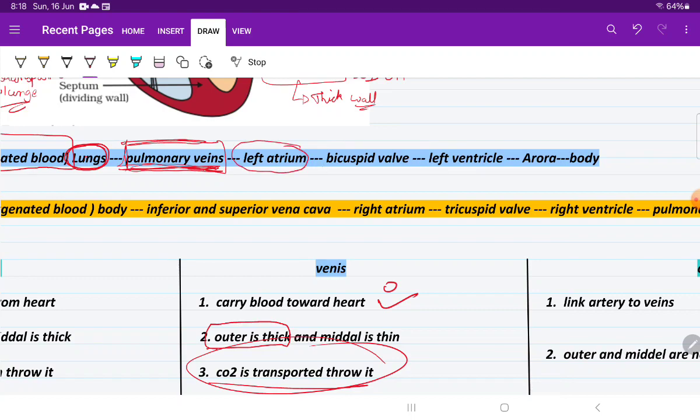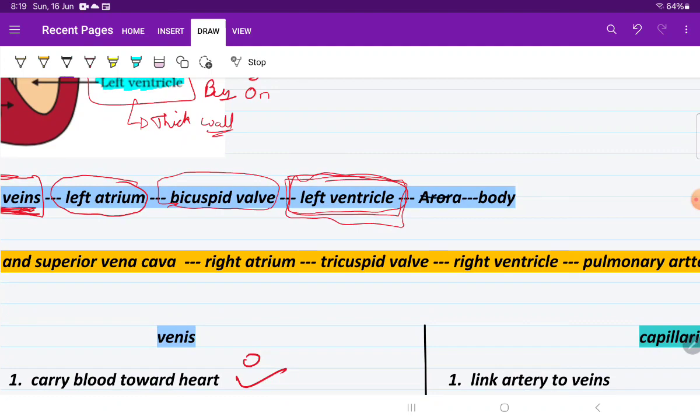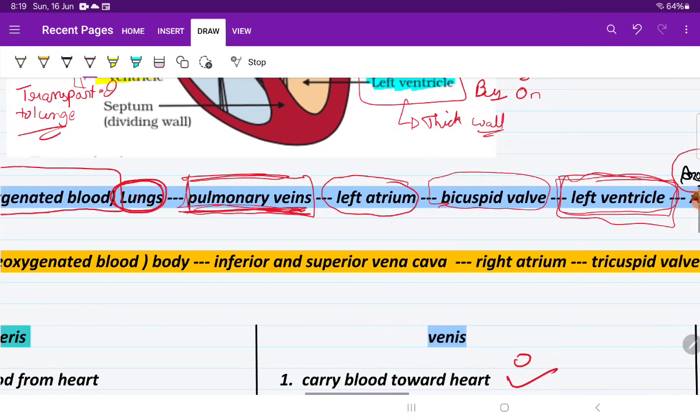Then there is a bicuspid valve. The bicuspid valve will open and allow the blood to enter the left ventricle. Then there is an aorta, not this. Ignore this, students, there is a typing mistake. Aorta. The left ventricle sends the oxygenated blood to the aorta. Then the aorta sends it to the body. Okay, this is the process of oxygenated blood.